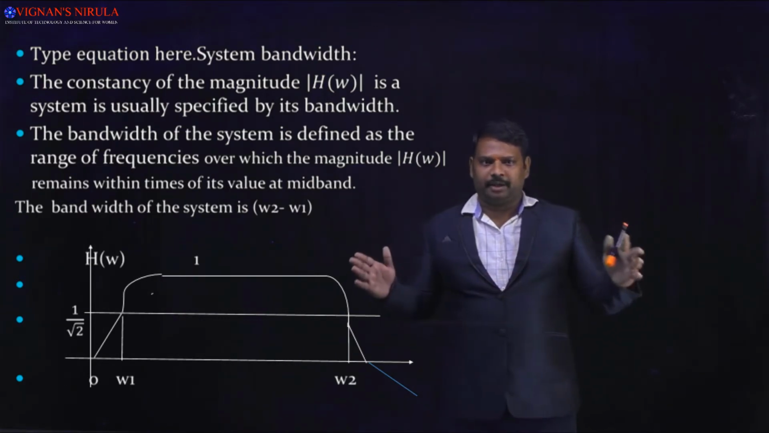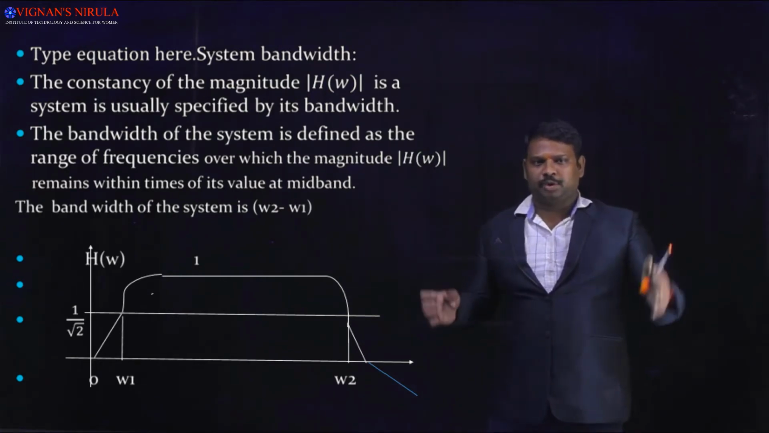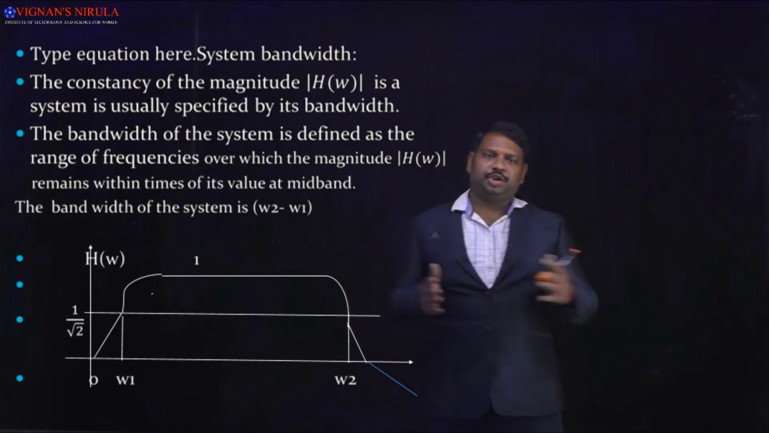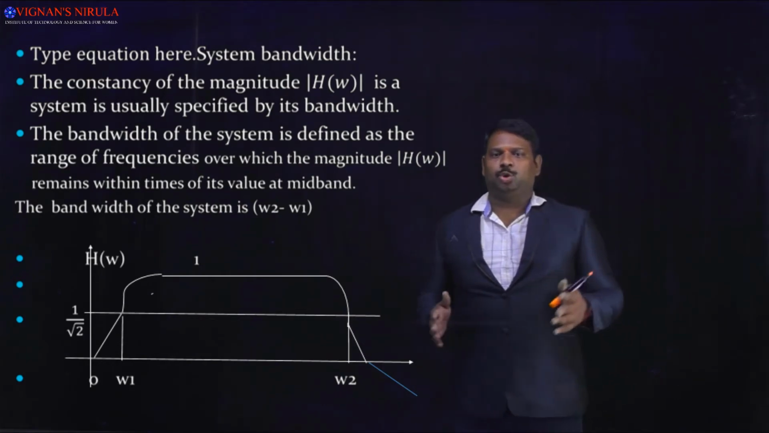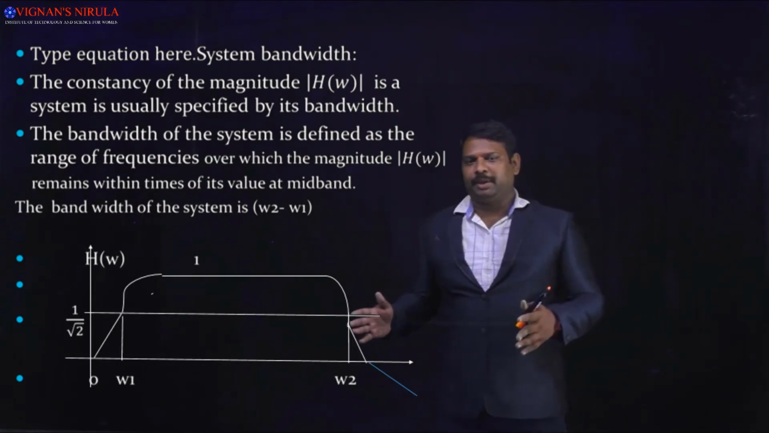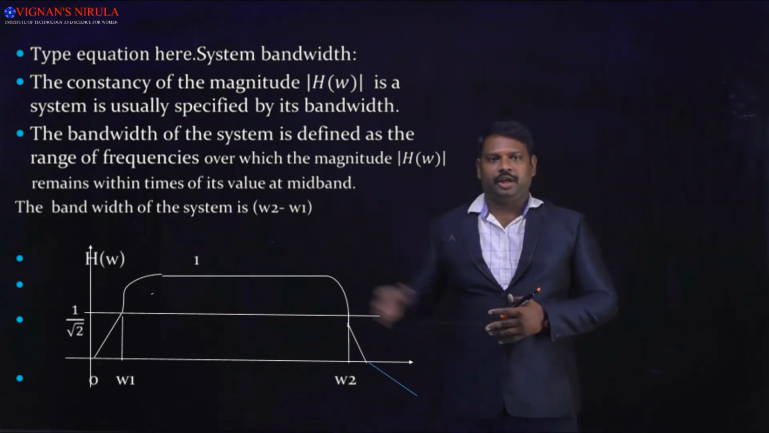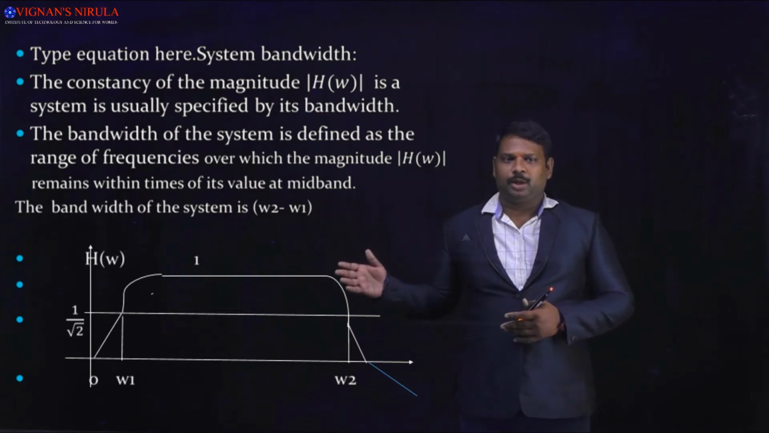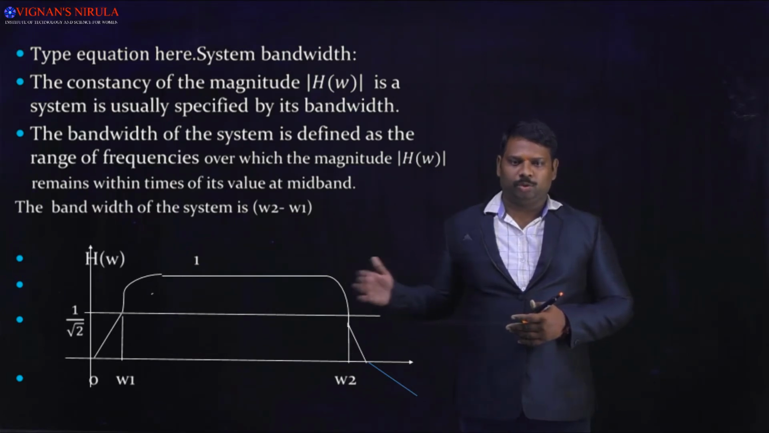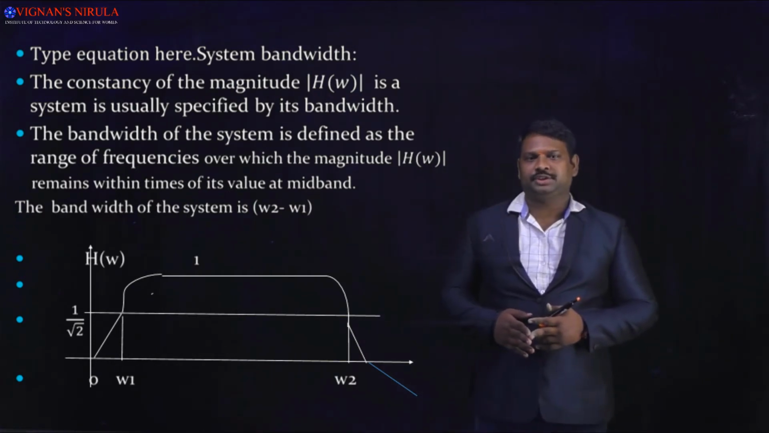That means we have a particular magnitude; consider 1 by root 2 of that particular value, then note down the corresponding frequencies, which will be omega 2 and omega 1. Therefore, the difference between those two is the bandwidth, equal to omega 2 minus omega 1. When we consider the system bandwidth, in the magnitude response, draw a line at 1 by root 2 where it touches our constant graph, and indicate the corresponding frequencies as omega 1 and omega 2. The difference of those two frequencies is the system bandwidth.